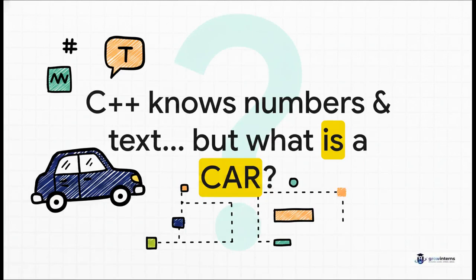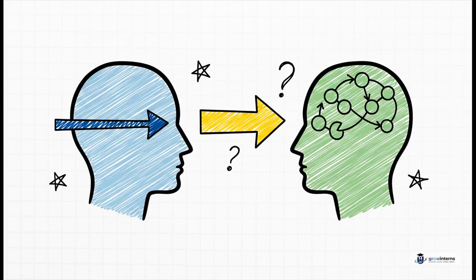C++ is awesome with basic stuff like numbers, text, integers and strings. But what about real-world things? How do we tell our program what a car is? There's no built-in data type for car, and that's the big question we're tackling today. Well, the solution is a total shift in perspective. It's a whole new way of thinking called object-oriented programming, and it was designed for this exact problem, modeling the messy, complex stuff from the real world.